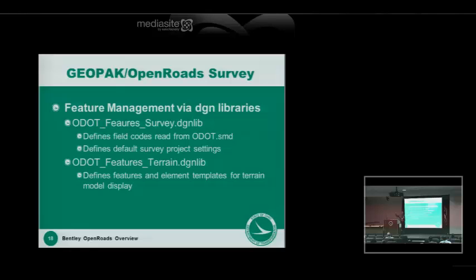The SMD still defines, like for a code, TP is telephone pole, so that defines what cell is placed and what level it goes to and whether it's included as part of the DTM or not. So ODOT.SMD still controls that, but it's via the DGN library. This DGN library is also used to define some project settings in survey. I'll pull some of those up a little bit later.